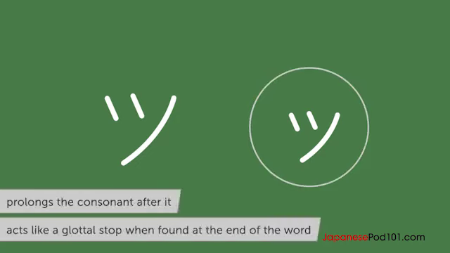Okay, let's add a dakuten to tsu as well. It's pronounced as zu. Listen carefully. Tsu, zu, tsu, zu. Chiisai tsu is also available for katakana. It serves the same function of lengthening the consonant after it. When found at the end of the word, the chiisai tsu acts like a glottal stop for words spelled using katakana.